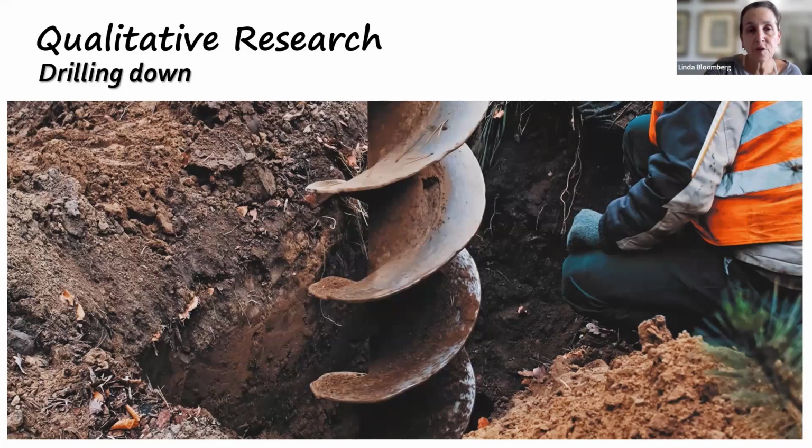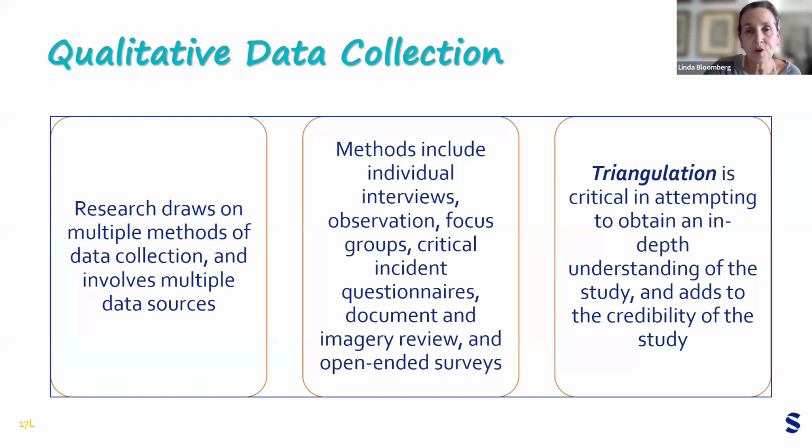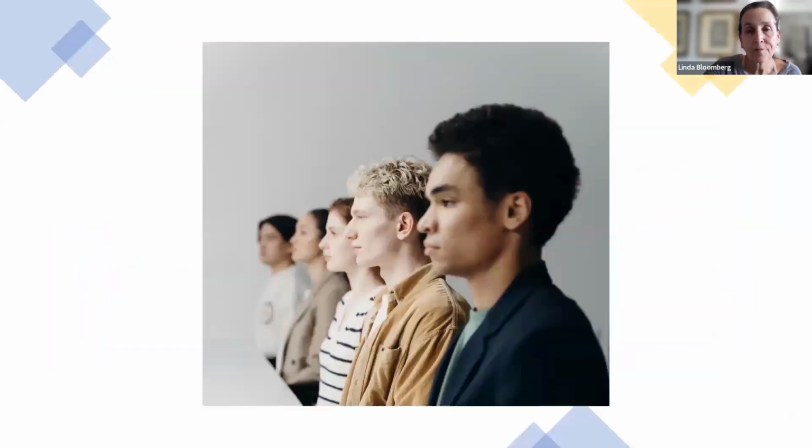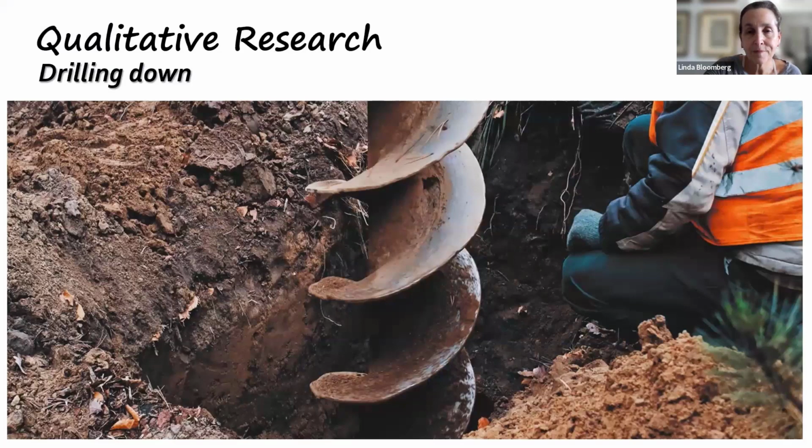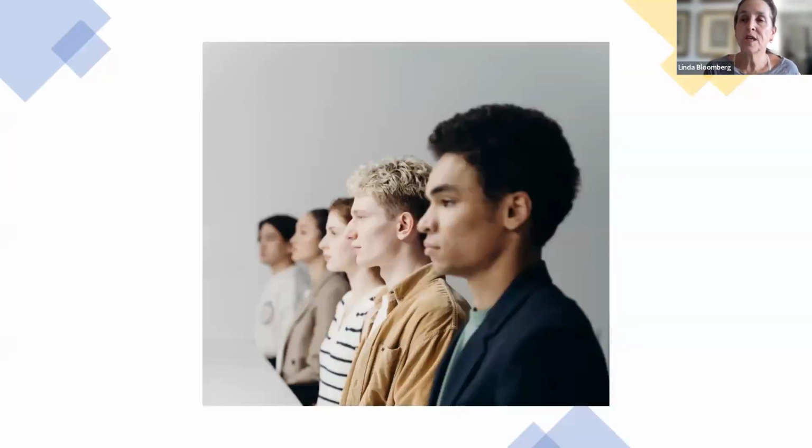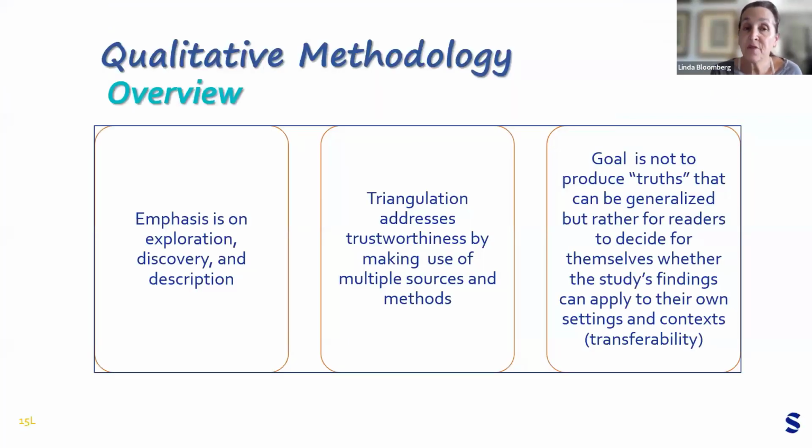Qualitative research is really focusing on a small, purposeful sampling of individuals to try and better understand their experiences. You'll see that quantitative research has a very different approach, where we use random sampling with a much, much larger sample to generalize to the broader population. So qualitative research is a smaller sample of individuals, as this picture illustrates. The emphasis is on exploration, discovery, and description.